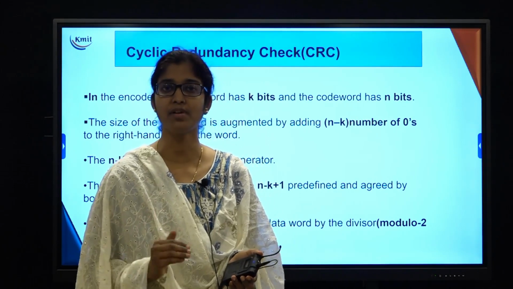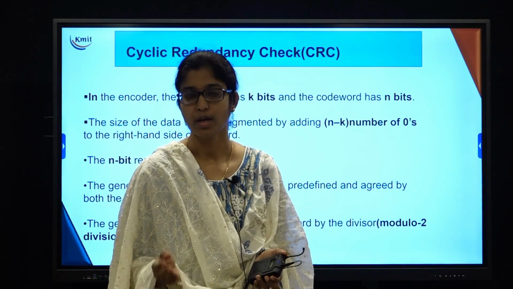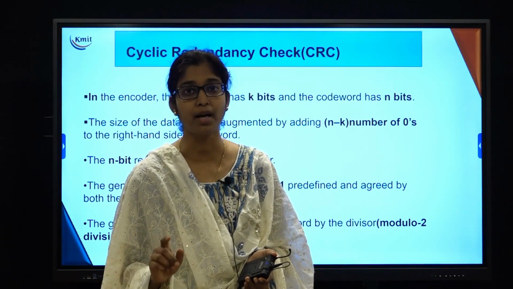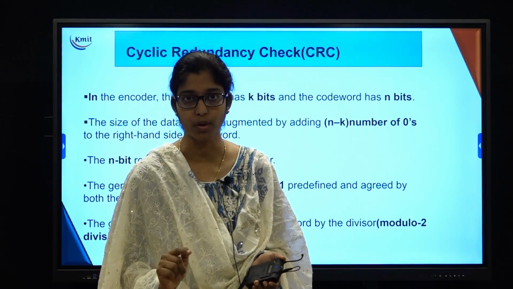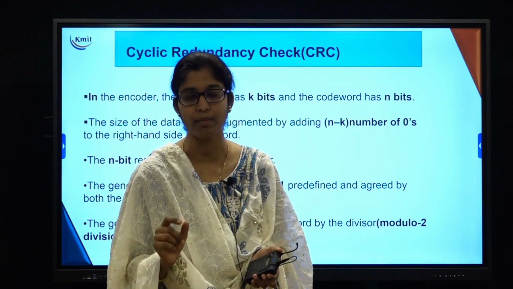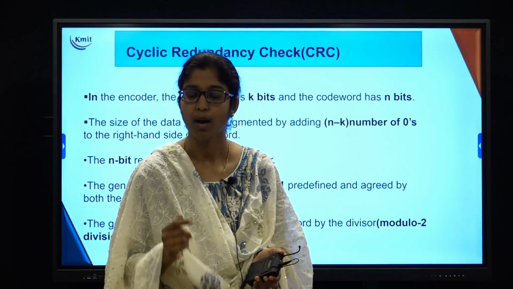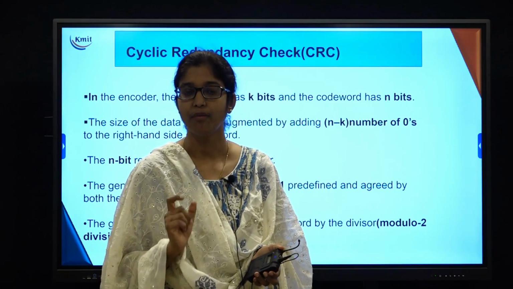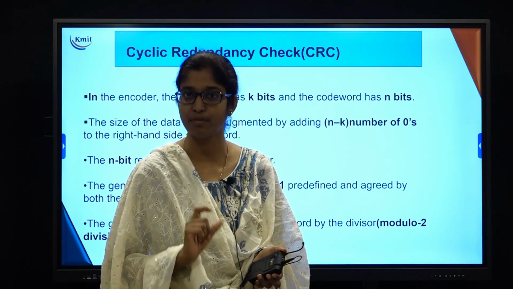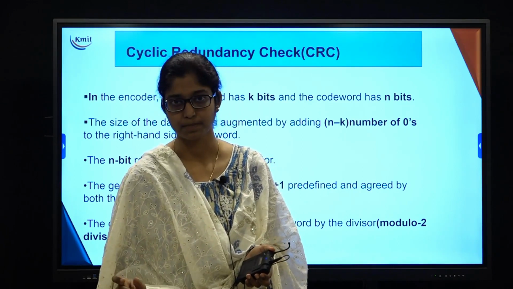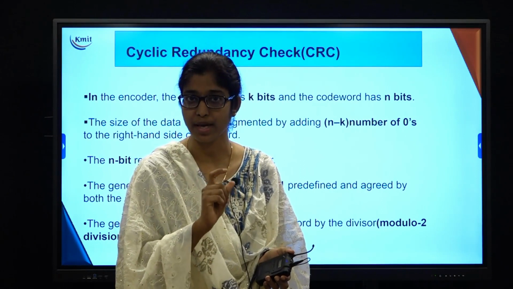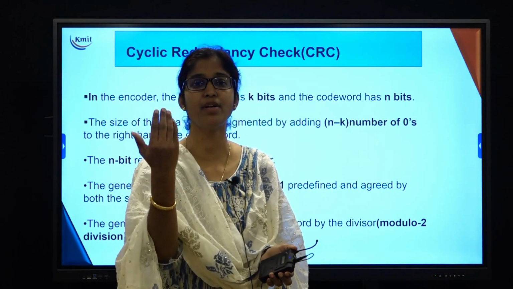What I do is whatever data word I would like to send, to that I will add some extra redundant bits so that it becomes a code word, and that code word is being divided. I will make use of a division process here both at the sender side and the receiver side, where I will do division where the code word is divided by a divisor and I get a remainder. Now this remainder replaces the redundant bits that I have added and that is being given to the receiver.